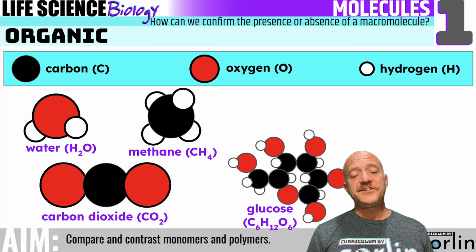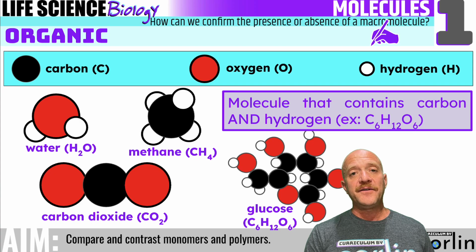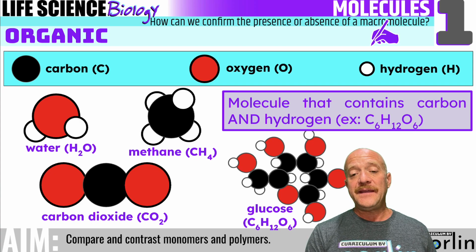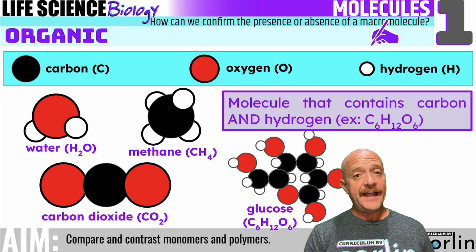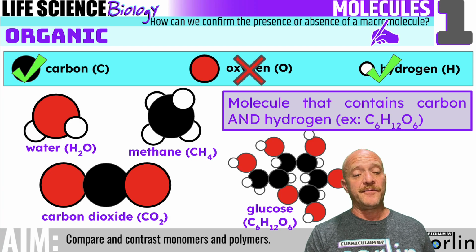Now, we want to determine whether something is organic. What it needs to have is, organic molecules contain carbon and hydrogen. So an example would be glucose, or C6H12O6. They have both carbon and hydrogen. It doesn't matter if they have oxygen, so we don't care about the red circles.